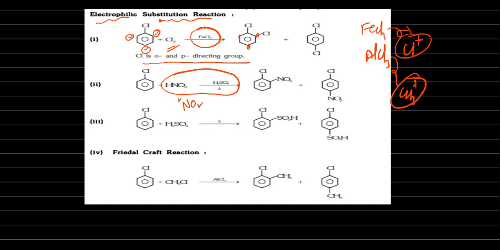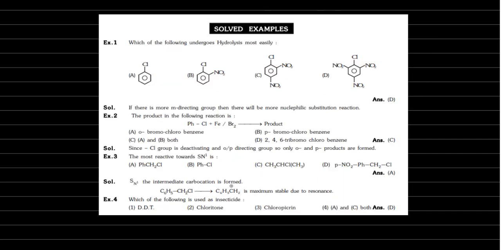So NO2 plus. In the sulfonation case, generally the misconception is that SO3H is attacking, but the important point is SO3 is the electrophile. It is not SO3H, SO3 is the electrophile. Next, Friedel-Crafts reaction. Here the methyl carbocation, right? CH3 plus is the electrophile. How it is generating, we already discussed in the last class. You can see the mechanism.